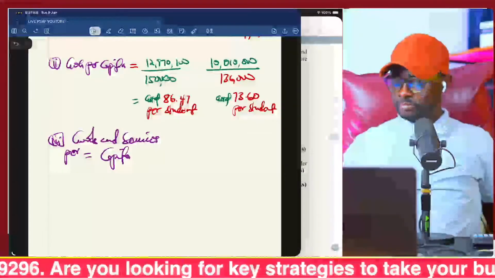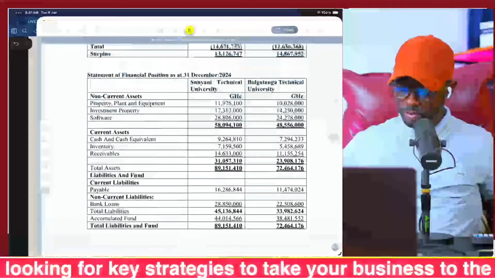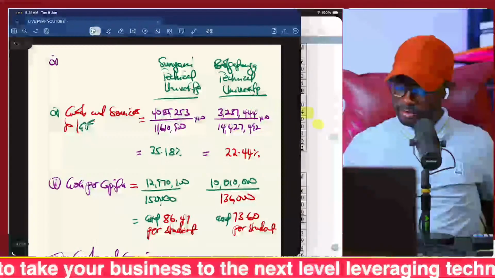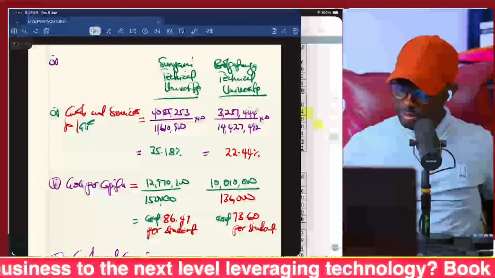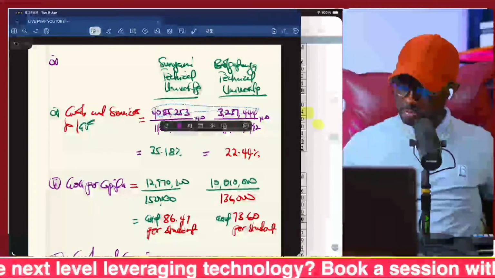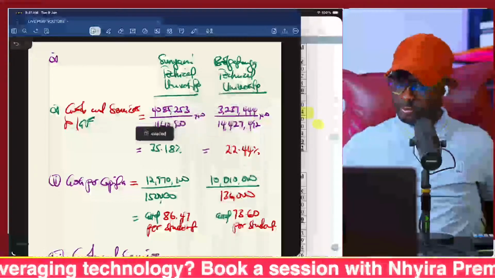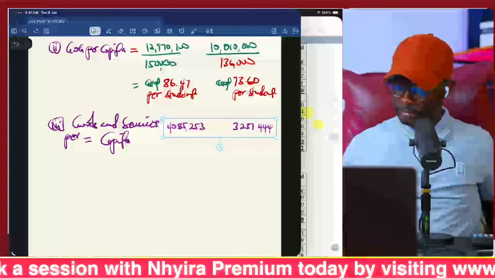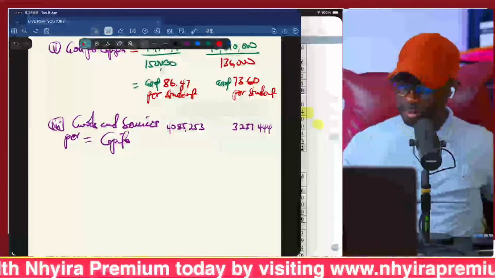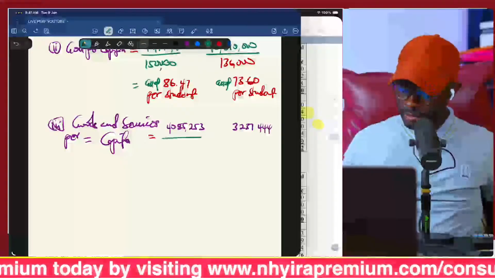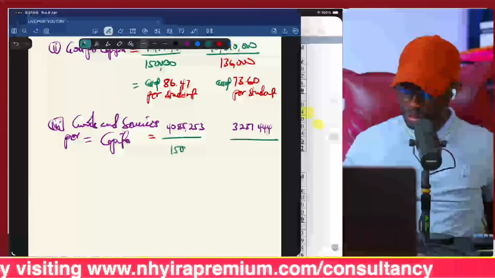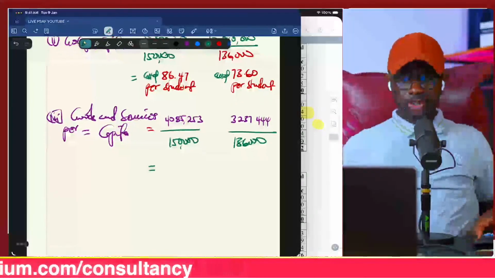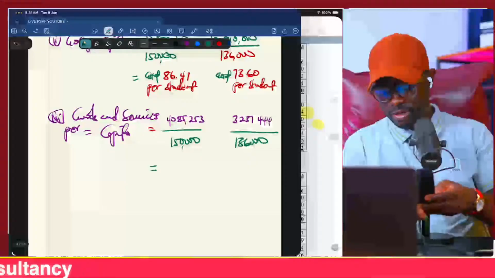Okay. So goods and services, let's go back up. We've used goods and services earlier. So permit me to see if I can copy them. Paste. There we go. So we divide that by the population, which was 150,000 for Sunyani, 136,000 for Techiman. So let's see how much is being spent here.